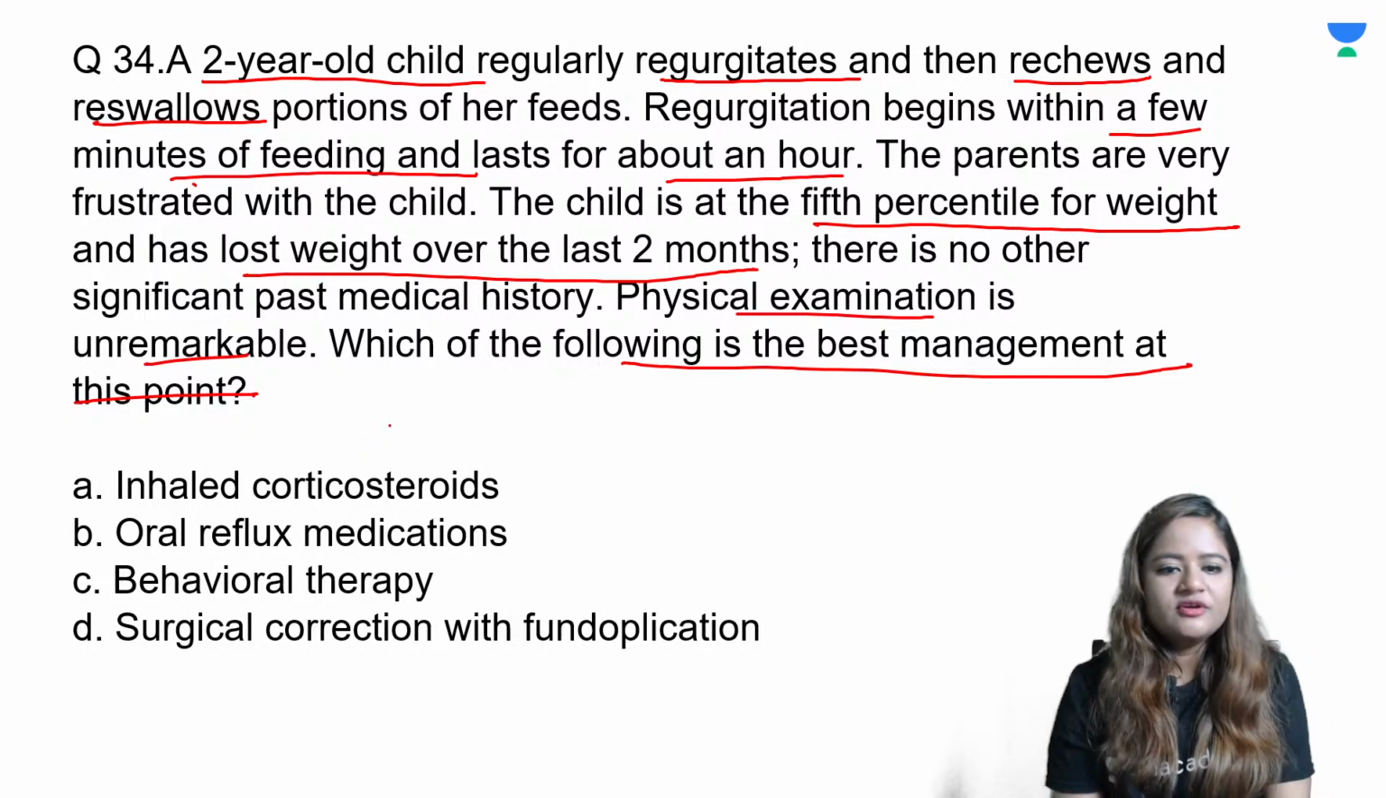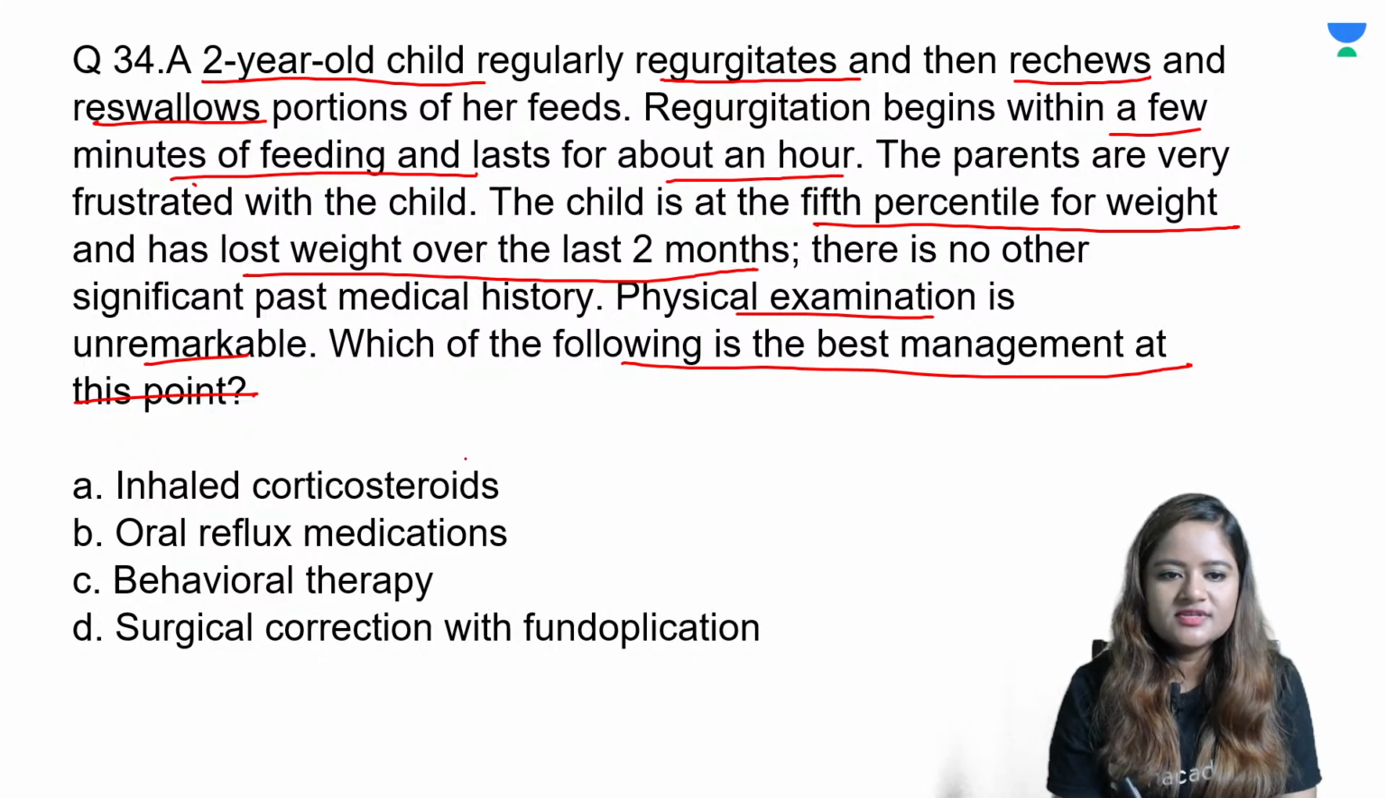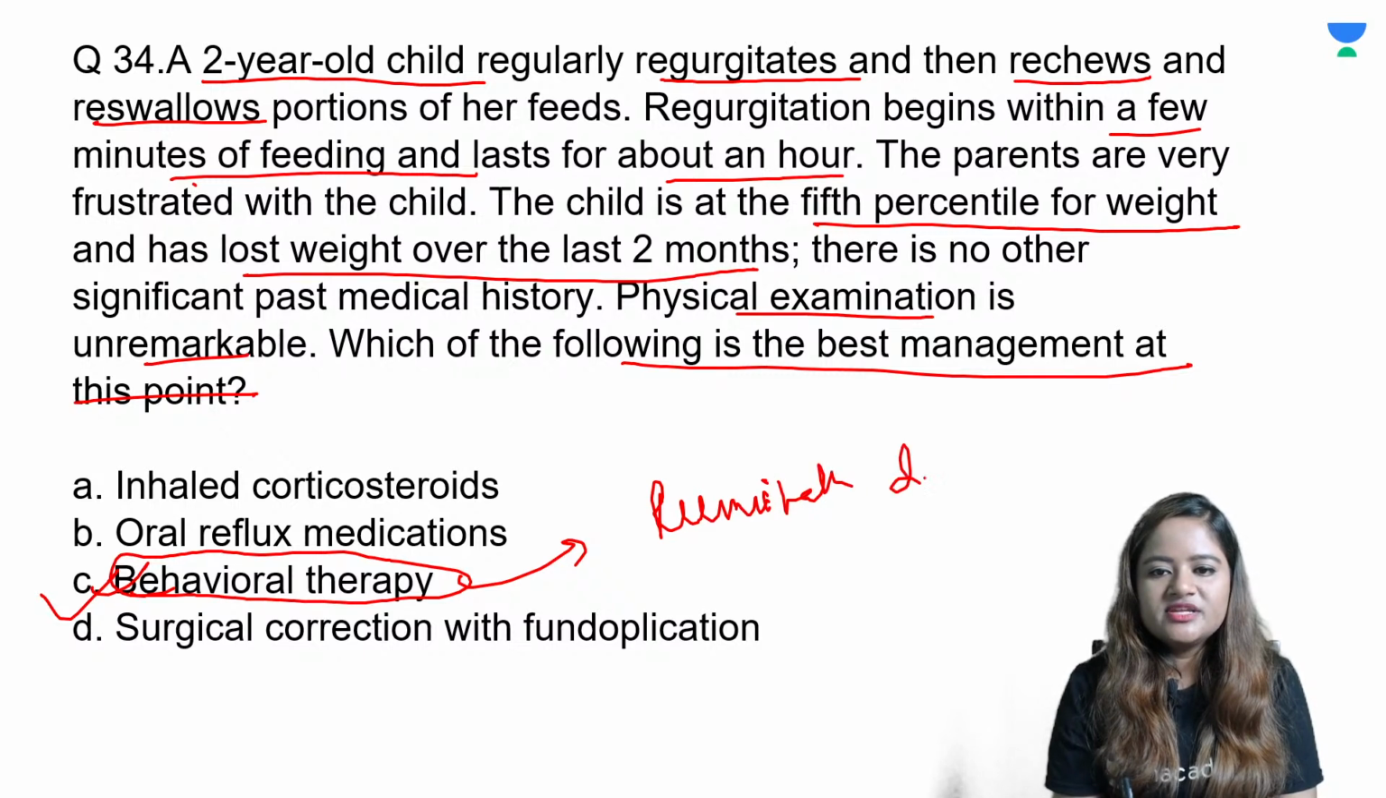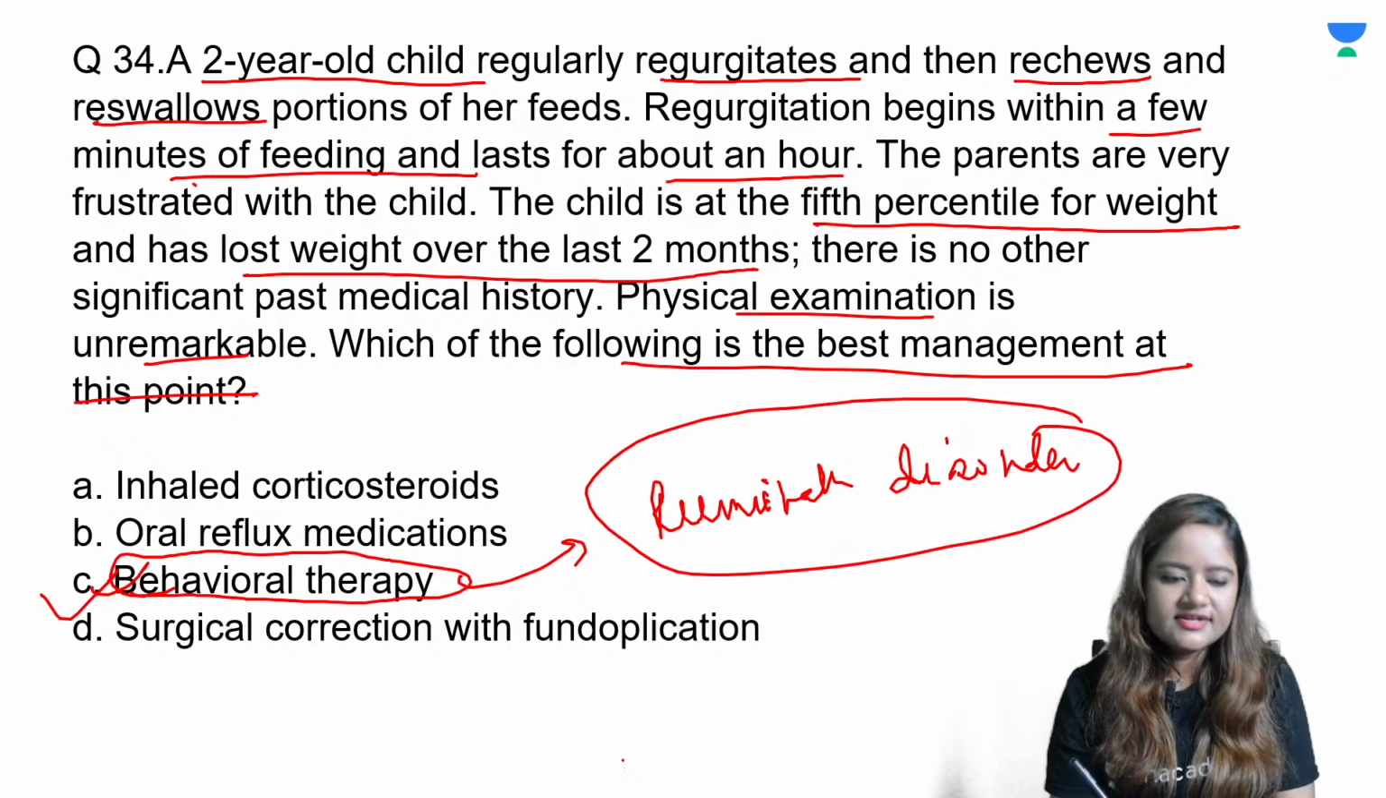So if you again ponder about this question, you would know that there are no systemic complaints and the child is not toxic. So you can only give behavioral therapy because they are talking about one behavioral abnormality seen in children known as rumination disorder. Okay, so in rumination disorder we can do nothing, we can only give behavior therapy. So that is the answer.